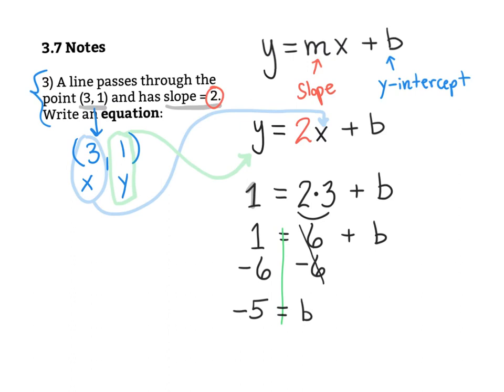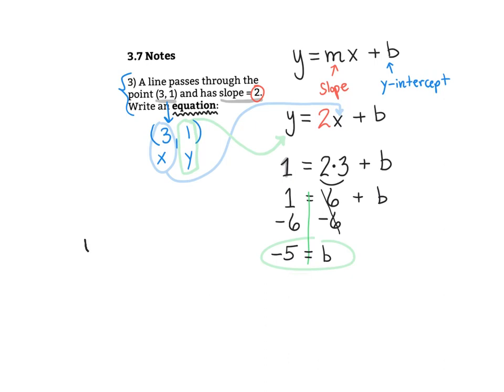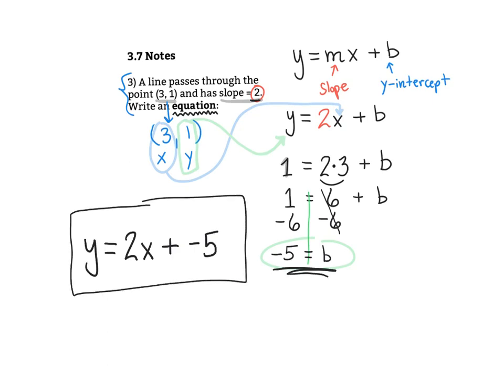We are almost done with the problem. We did all this great work to isolate b, and we've got b equal to negative 5. However, the directions say we want to write the equation that models this scenario. So, if I'm writing the equation, it's going to be y equal to the slope, which we said is 2, times x, plus the y-intercept. We now know what the y-intercept is, so that gets filled in. My final answer on this problem is y is equal to 2x plus a negative 5.